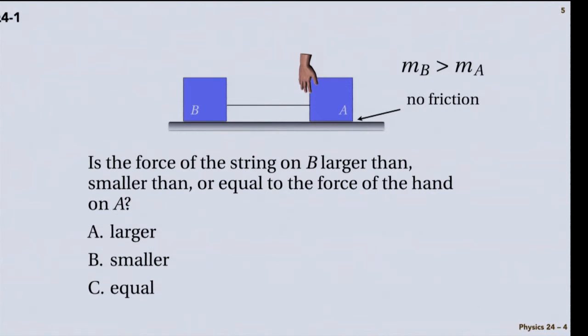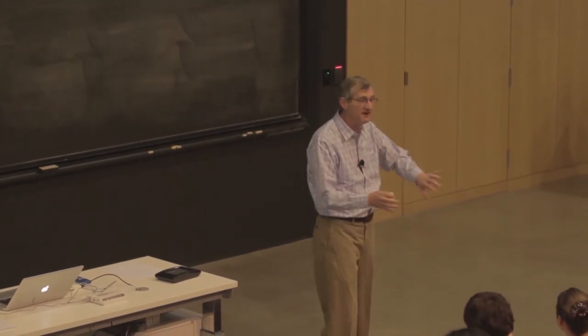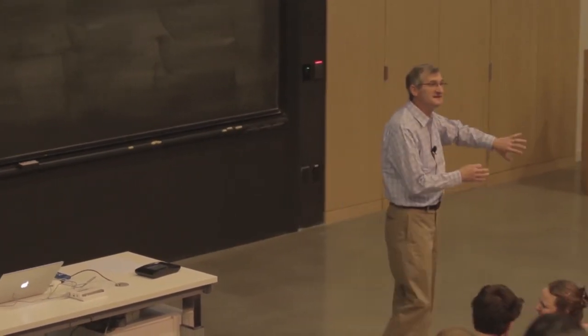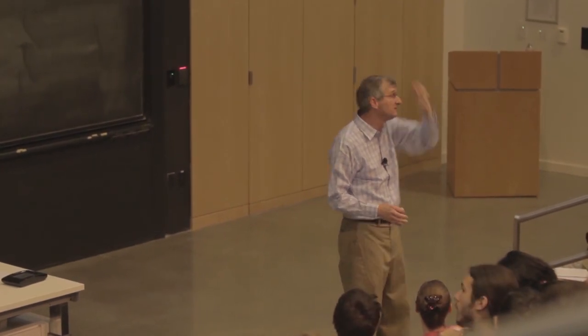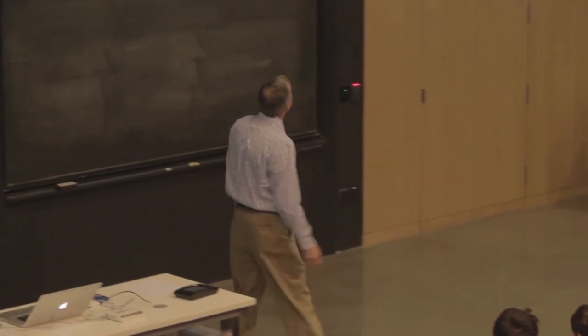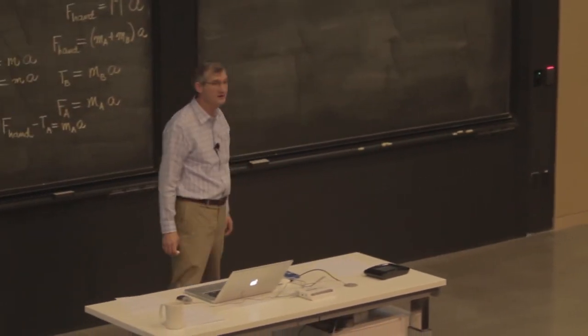so the answer is smaller, since the hand must accelerate all the mass, whereas the string only has to accelerate mass B, which is less than the sum. So therefore, the force on B is smaller than the force of the hand on A.